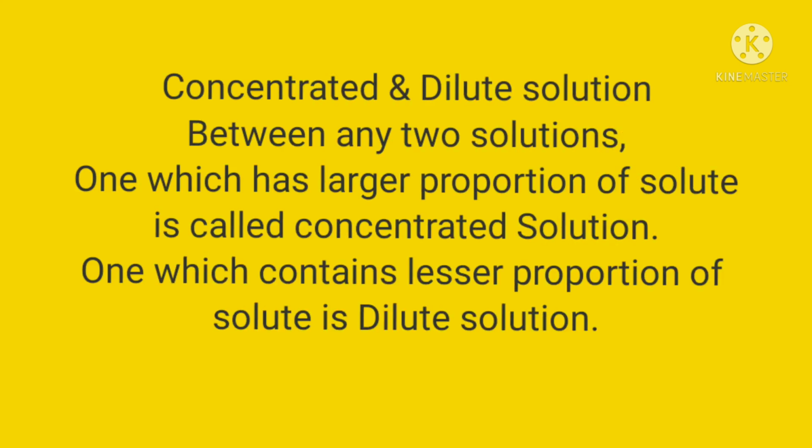And now let us differentiate between concentrated and dilute solution. Between any two solutions, the one which has the larger proportion of solute is called concentrated, and the one with the lesser proportion is called dilute. For example, if there is 10 ml of acid in 100 ml of water, and in the other case 8 ml in 100 ml of water, 10 ml will be concentrated, 8 ml will be dilute.